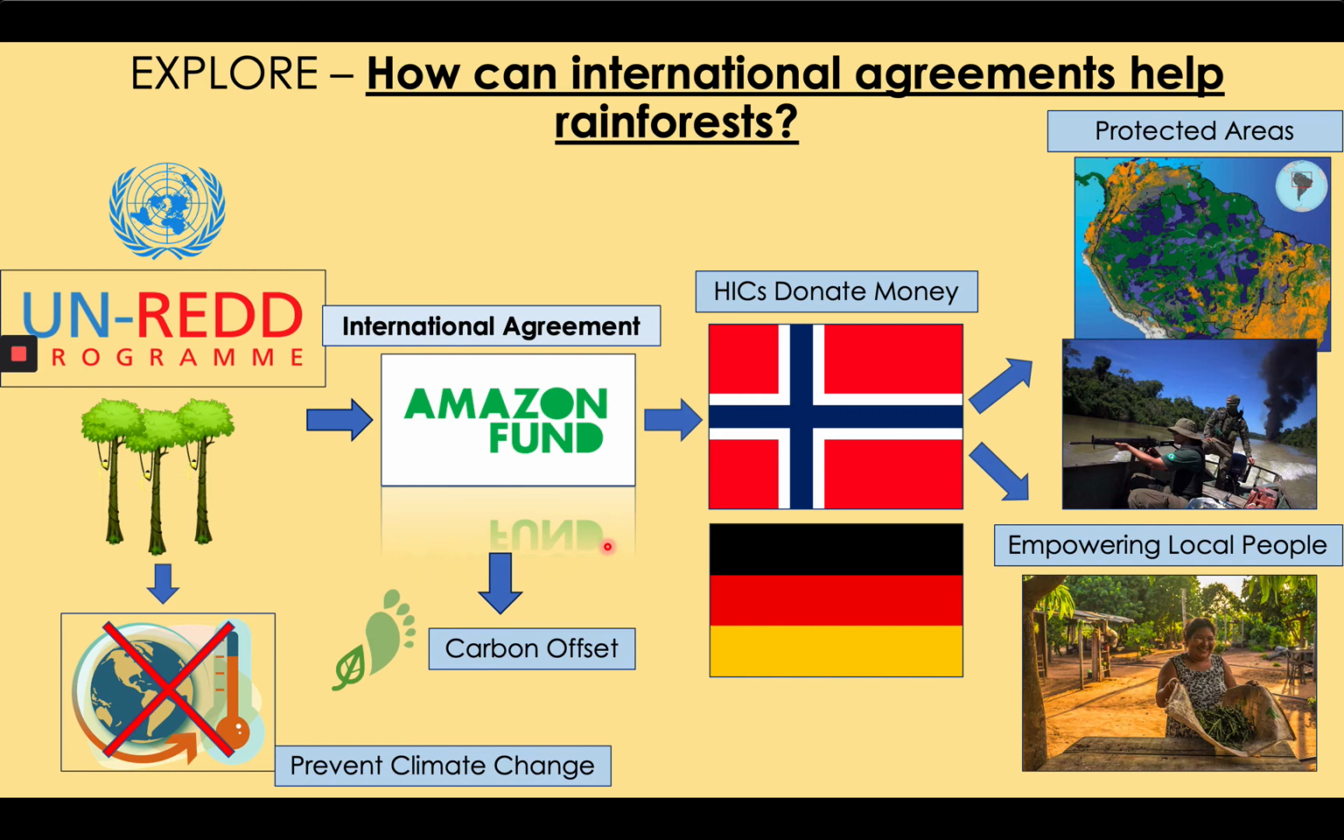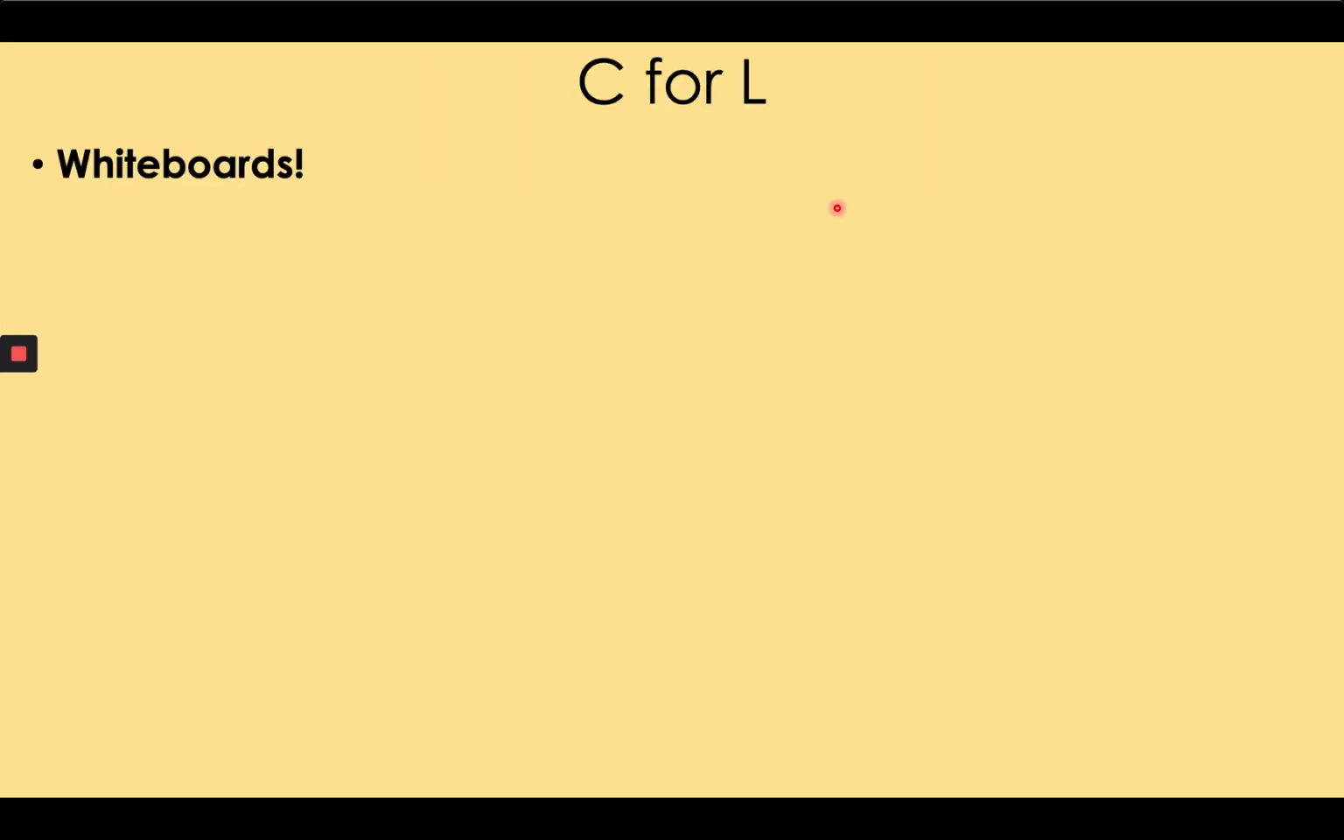Specifically, the Amazon Fund is a bank account in Brazil where money from Norway and Germany is put, and that money is used specifically for these two reasons, and it leads to the growth of the Amazon rainforest. By protecting the Amazon, the UN REDD program is able to protect trees, which absorb more CO2 and consequently help to prevent climate change. Now, as you know, climate change is still continuing. This project alone is not enough, but it is an example of a very effective international agreement that is protecting rainforests. Okay, time to assess learning.